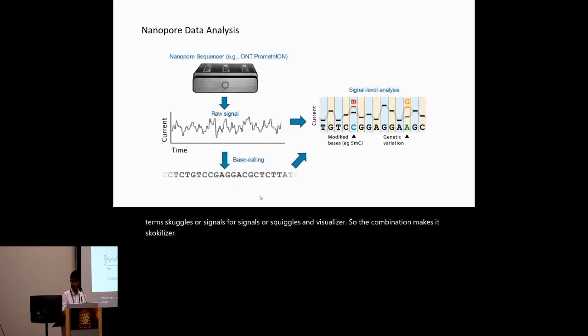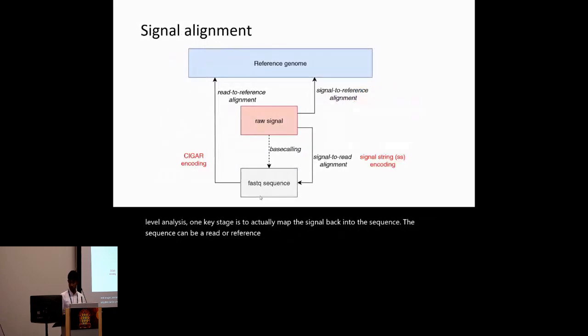To give you an idea what nanopore data analysis is, it's a third generation sequencing technology. So you have different sizes of sequences. It essentially creates a raw signal, and that raw signal has to be base called using neural networks to get the FASTQ sequence. And once you have the signals and the FASTQ sequence, you can use some software to do signal level analysis. In this kind of signal level analysis, one key stage is to actually map the signal back into the sequence. The sequence can be a read or a reference. So this is the alignment process.